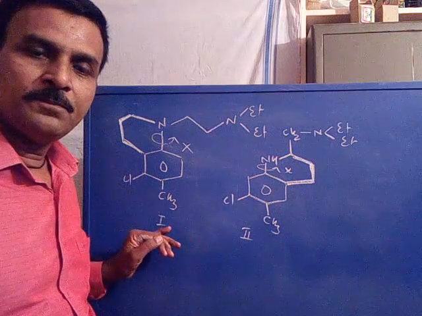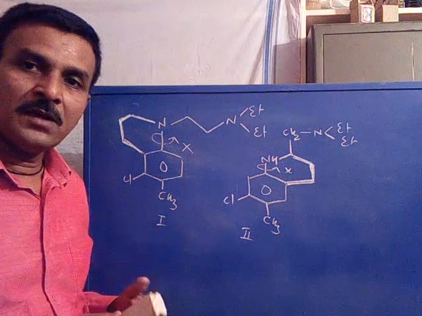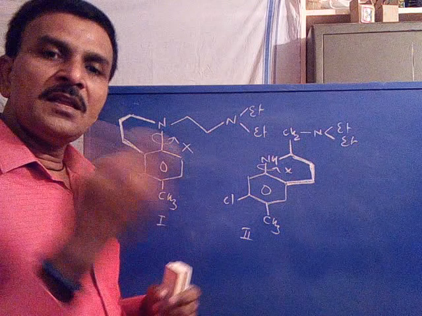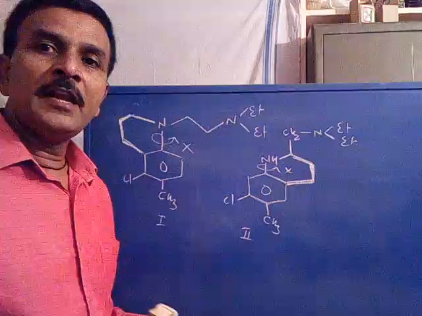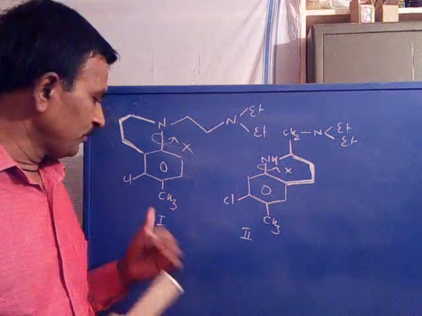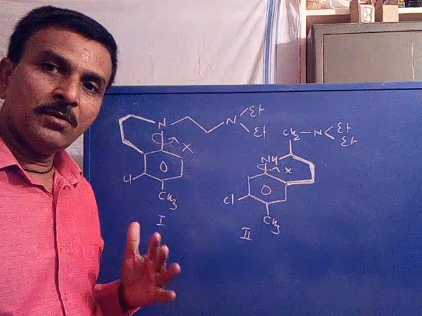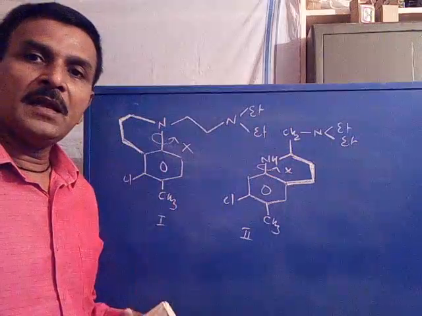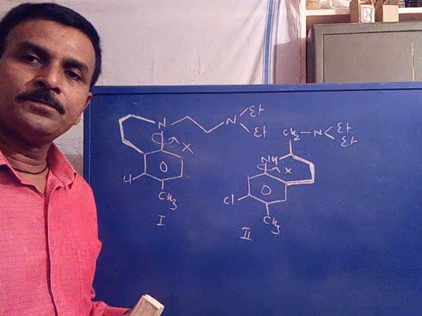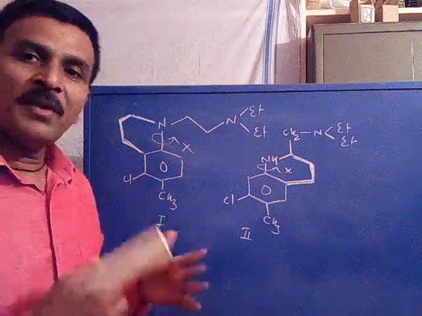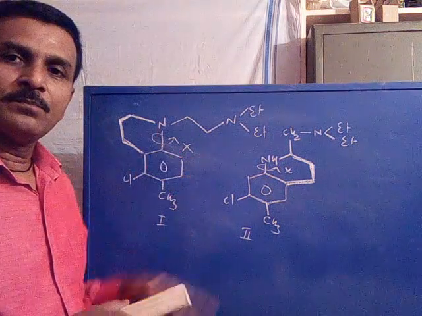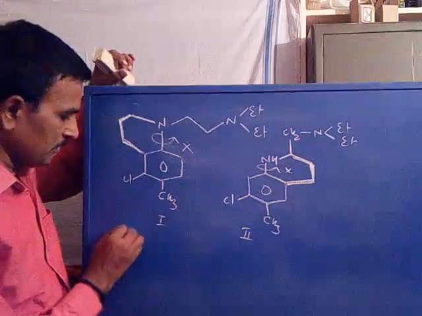Now, coming to structure 1. In structure 1, the activity is dramatically increased, but it is active only in monkeys, not in the human body. The first structure is active only in the monkey, not in the human body, due to the more basic nature of nitrogen. More basic nature of nitrogen.